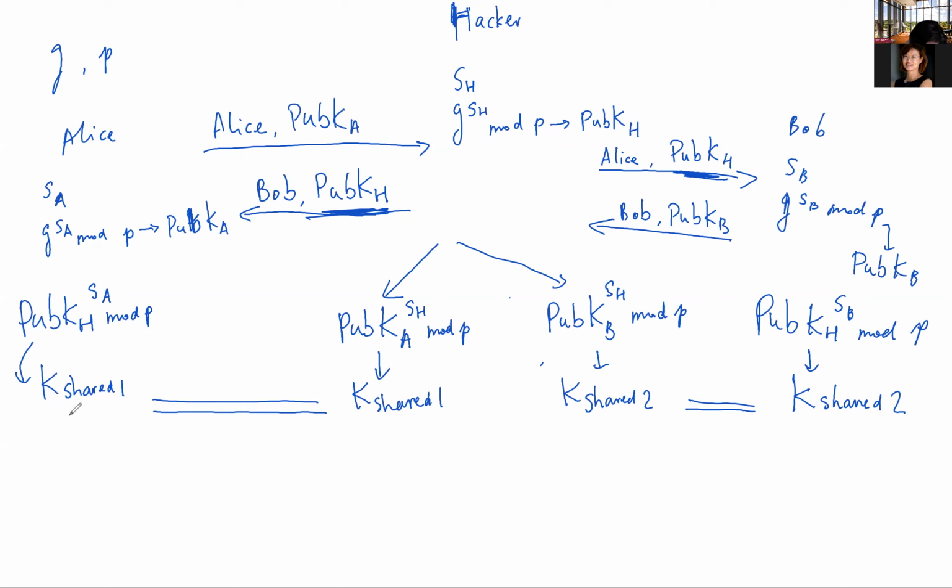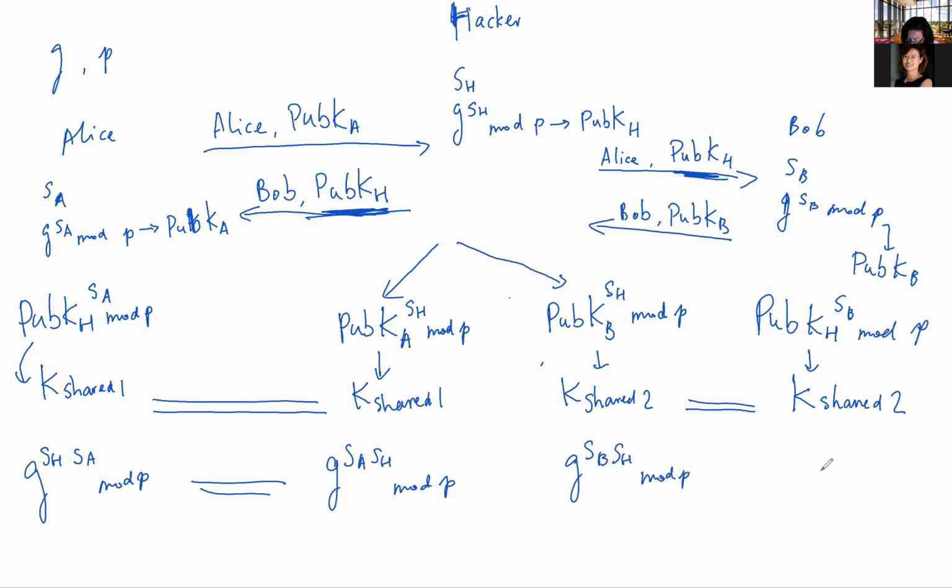So let's verify. K shared 1 is the hacker's public key raised to the power of SA, mod P. And this is G to the SH, to the SA, and then mod P. It is the same. Here it should also be G to the SB, to the SH, mod P. It's just a different order, and then of course they're the same.